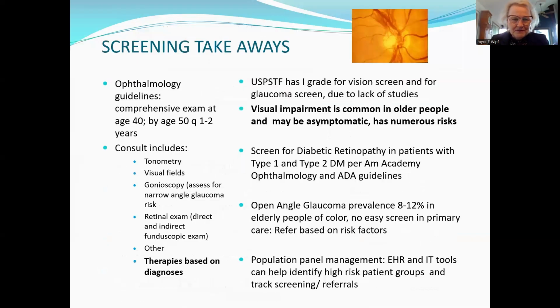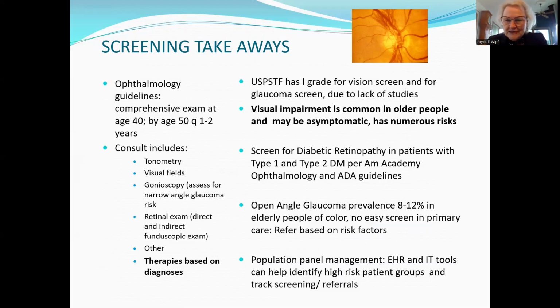So, screening takeaways, just to restate a few things. Ophthalmology guidelines recommend a comprehensive exam at age 40. This is asymptomatic screening. By age 50, every 1 to 2 years. The consult includes a variety of things they will do: tonometry, visual fields, gonioscopy to assess for angle, narrow angle risk, glaucoma risk, retinal exam, direct and indirect, funduscopic, and other things, and especially importantly, not just diagnosis, but therapies based on diagnoses that they may be finding in asymptomatic people.